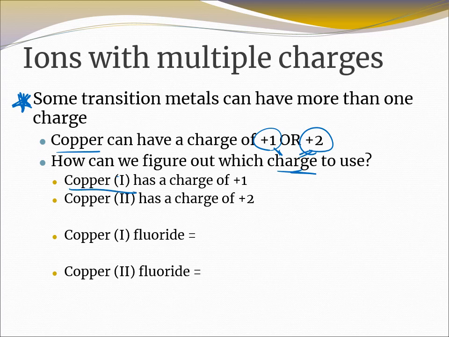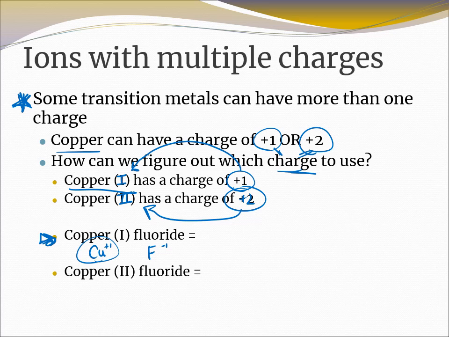So copper Roman numeral 1 has a charge of +1. The Roman numeral tells us the charge. Copper Roman numeral 2 has a charge of +2. That +2 tells us the charge of this copper. So if I'm writing a formula for copper 1 fluoride, this copper has a +1 charge. Fluoride is a halogen, it always has a -1 charge. So I have +1, -1, this balances right out, easy peasy. It's going to be CuF. This is going to be our formula for copper 1 fluoride.